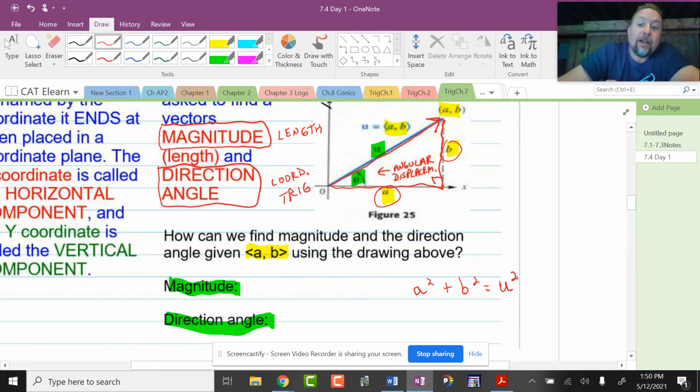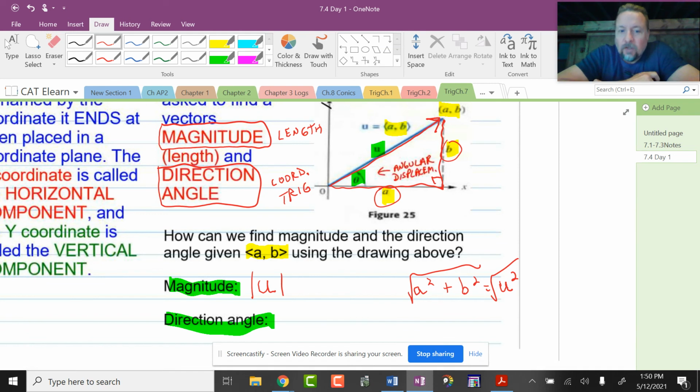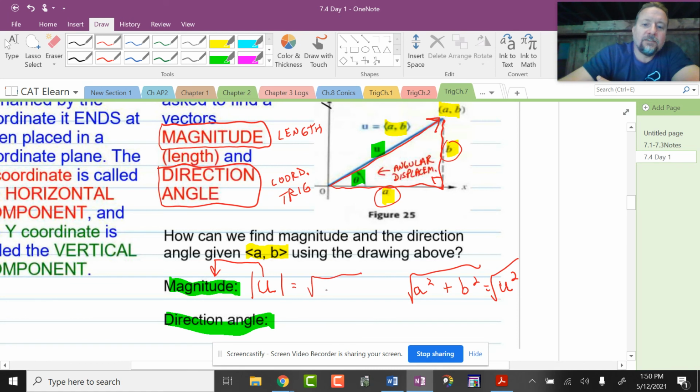Oh, by the way, squared. Then, of course, you square root both sides. Really, what you should put for magnitude of a vector is this. Okay, fine, I just came up with a new symbolism. Two straight lines around u means the word magnitude, which means length of that. But it does simply come from the Pythagorean theorem in simplified form. So that is the actual length of the vector.